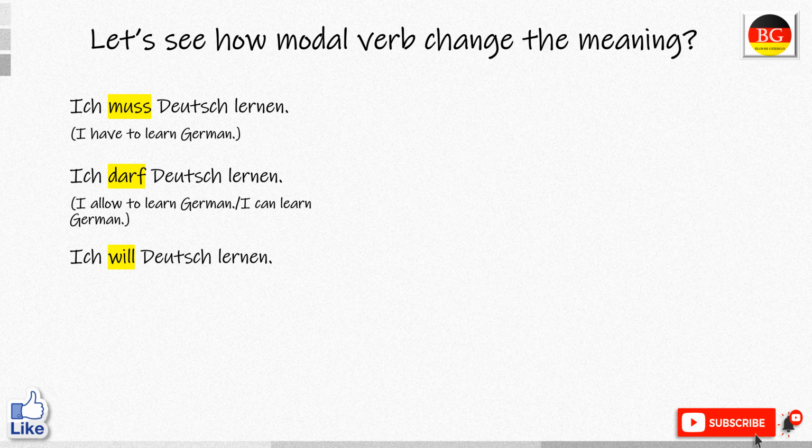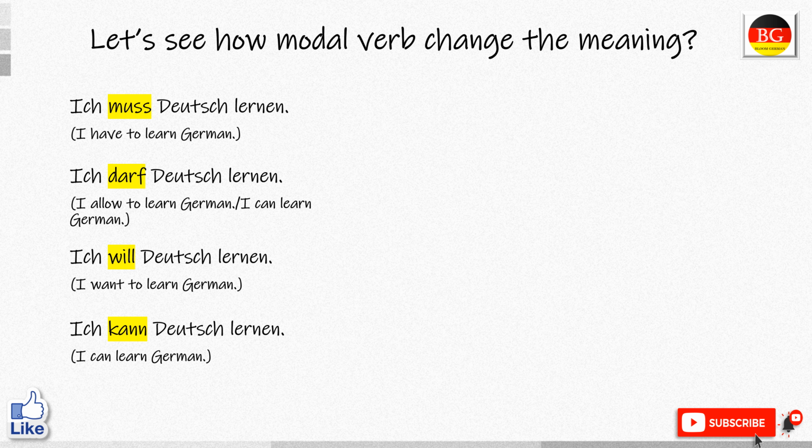Our third sentence is Ich will Deutsch lernen. I want to learn German. Here we have used the modal verb wollen, which is conjugated according to the subject ich, that is will. Ich kann Deutsch lernen. I can learn German. Here we have used the modal verb können, which is conjugated according to the subject ich, that is kann.